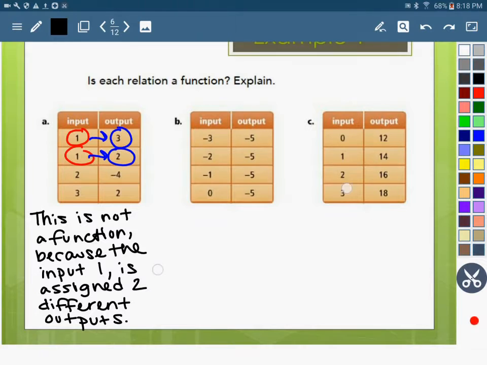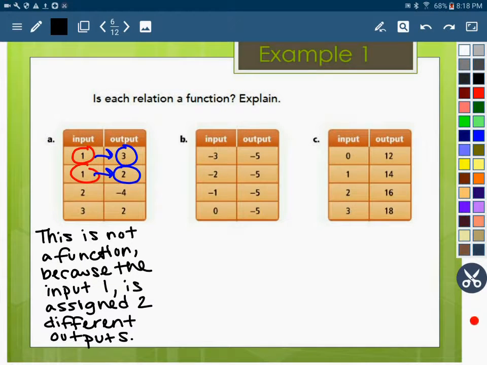Let's take a look at B and see if B is a function. So first, I don't see any repeating in the input column. -3, -2, -1, 0. So I really have no reason to think this is not a function. Now, what they're trying to do here is throw you off because the outputs are being repeated. When the outputs repeat, that doesn't mean that it's not a function.